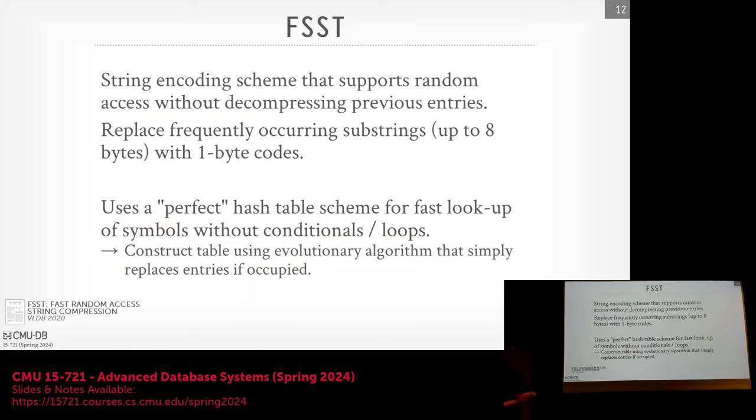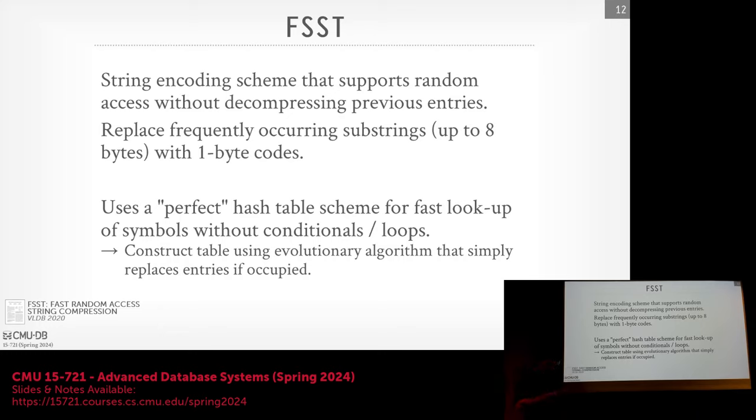All right, so FSST, again, comes from this 2020 paper. It's the FastLanes guy, Peter Boncz. It's Viktor Leis from BtrBlocks. And then Thomas Neumann, who's probably the best data researcher in the world, I read a lot of his papers. Those three got together and decided, let's go build a compression scheme for strings that allows for fast random access.